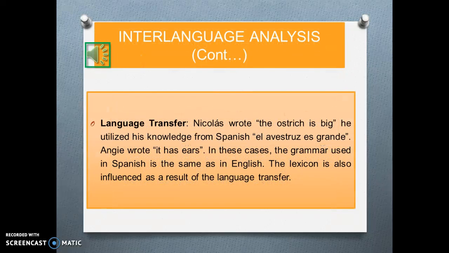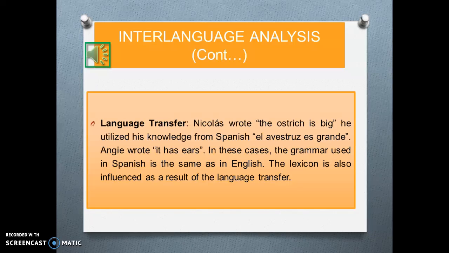Another interlanguage aspect that we analyzed was language transfer. It has to do with language constructions that the students can make when transferring rules from their native language to the second language. We can see how Nicolás was able to write a correct sentence because the grammar in Spanish is the same as in English.